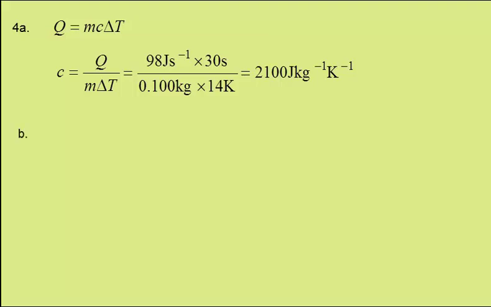In B, we need to show that the final temperature of the water formed when the heater is left on for a further 500 seconds is about 40 degrees C. We're given the specific heat capacity of water at 4200 joules per kilogram per Kelvin, and the specific latent heat of fusion of water at 3.3 times 10 to the 5 joules per kilogram.